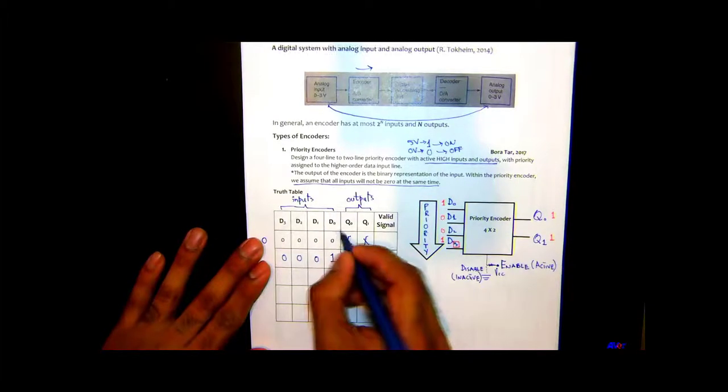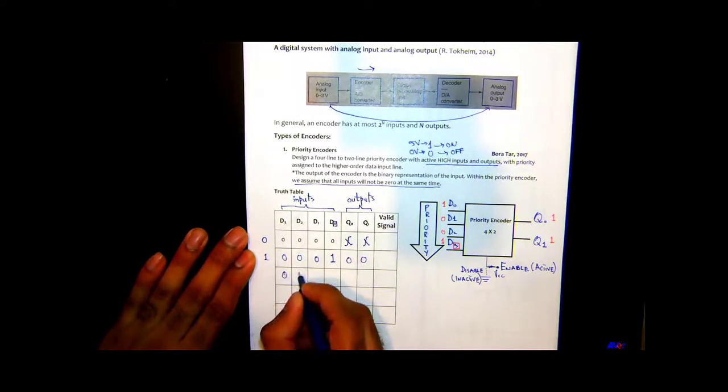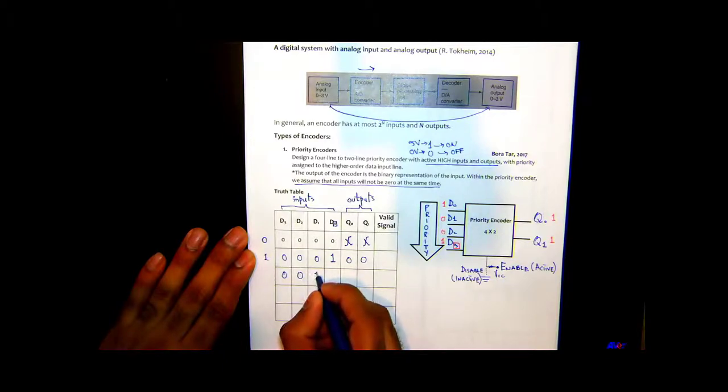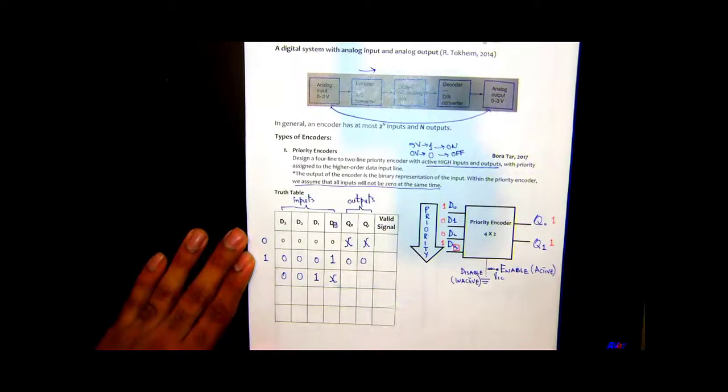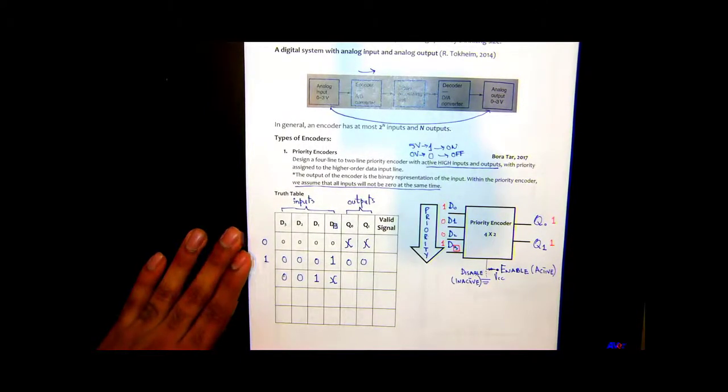So notice it's D0 which is high, and the 2-bit binary code of 0 is 0, 0, right? Okay, so this is 1. Here I have 0, 0, and D1 is 1. Can I write D0 as don't care here? If I can, then why?